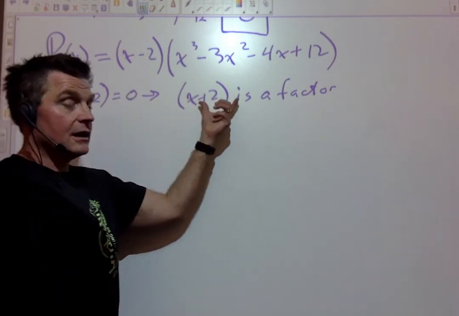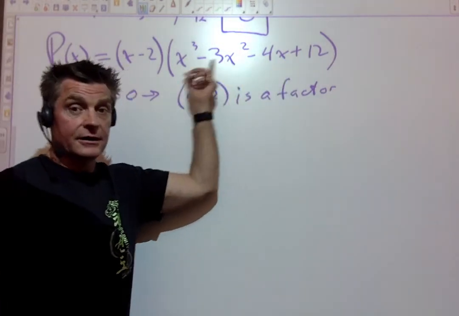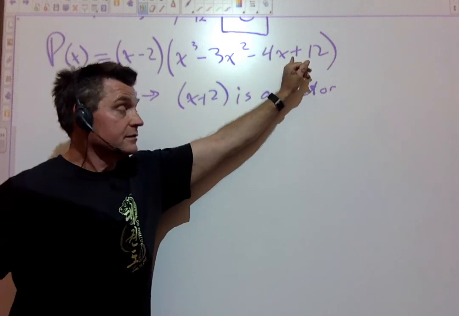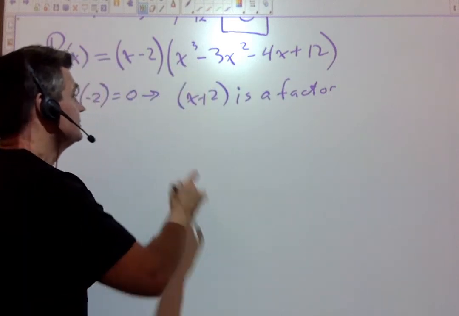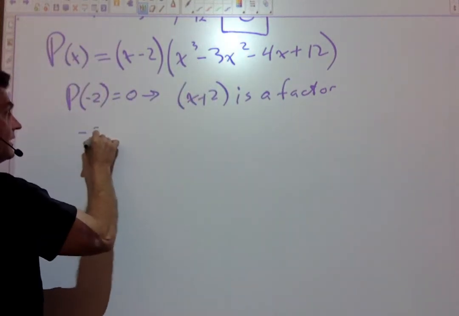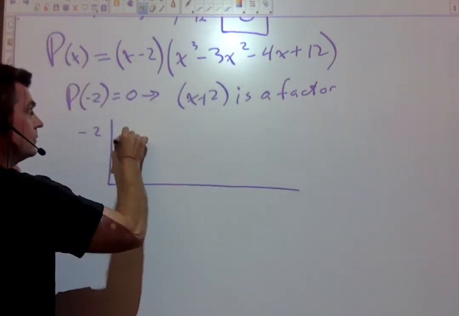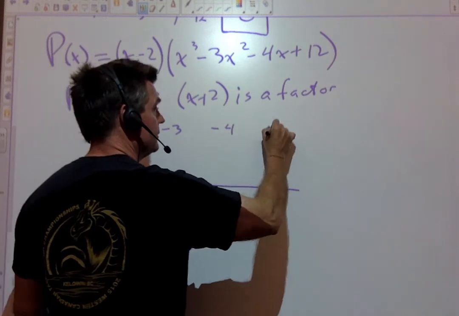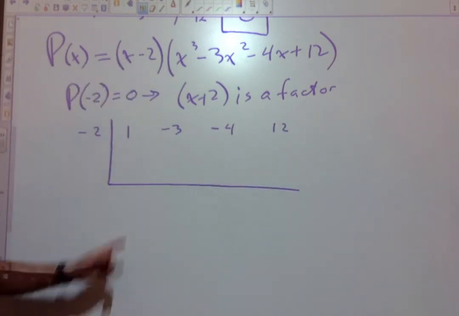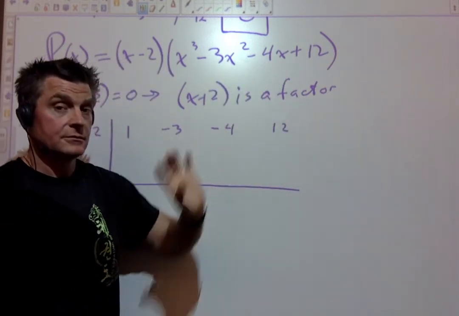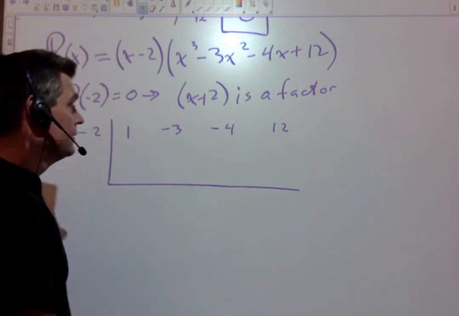Which means I should be able to factor it into this thing. I'm not going back to the original one, because this part's already done. So let's do it. Negative 2 out front. 1, negative 3, negative 4, 12. Those are my coefficients in the right order. Luckily, I don't have to put any zeros.